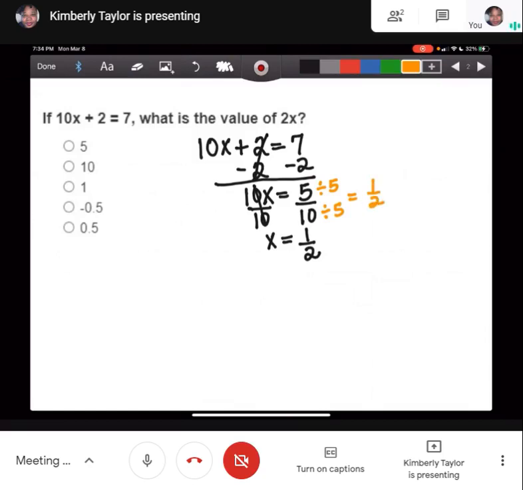Now, what is the value of 2x? So 2x is equal to 2 times 1/2. You're multiplying a whole number and a fraction, so you could just make your whole number into a fraction by putting it over 1. You're left with 2 times 1, which is 2, over 2, so 1. So we'll say this is our answer.